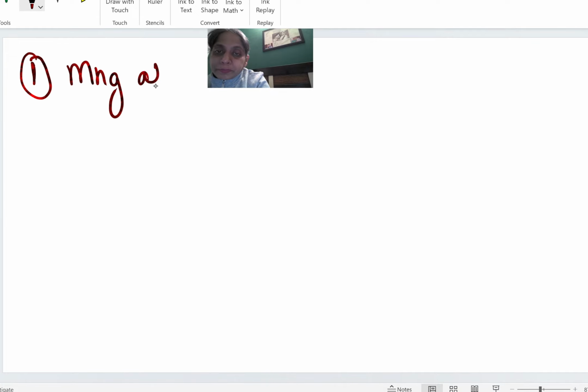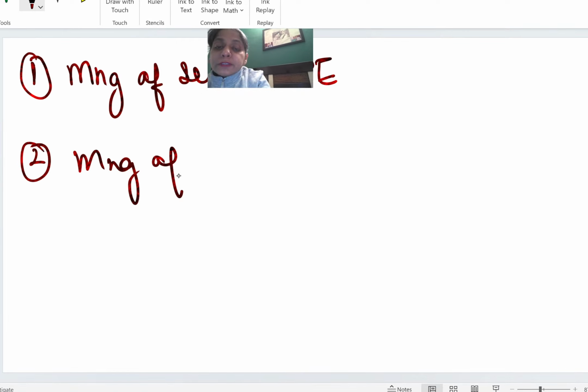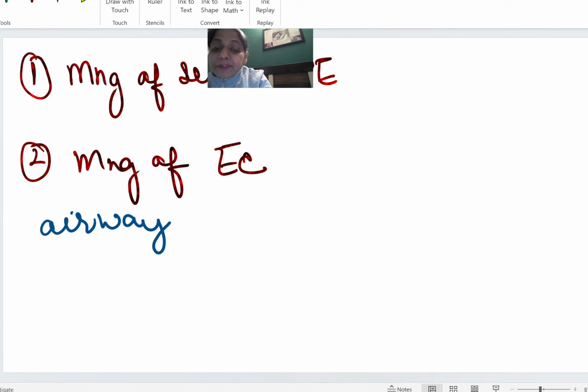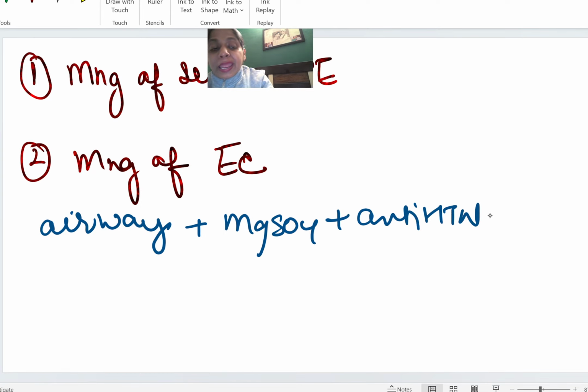Management of severe preeclampsia. Its management is antihypertensive plus magnesium sulfate plus termination at 34 weeks. Okay. Management of eclampsia: airway management. Airway is to be maintained. Along with it, you have to give magnesium sulfate and antihypertensive, and you have to terminate immediately.